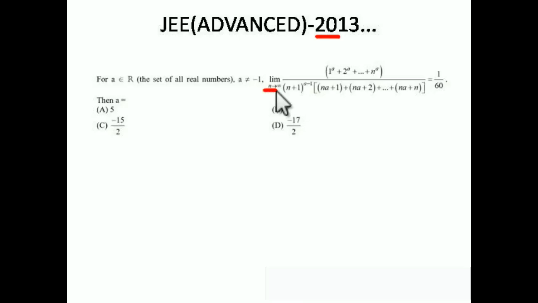Okay, so here we have n tends to infinity. Now please remember the topic lecture of limits. At that time I told you, whenever n tends to infinity comes, we have to convert all the equation into the 1 by n form, because if n tends to infinity, then 1 by n tends to 0. So that's why we have to convert it into the 1 by n form.